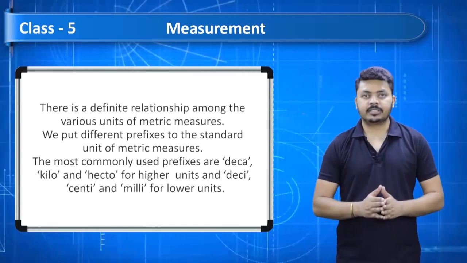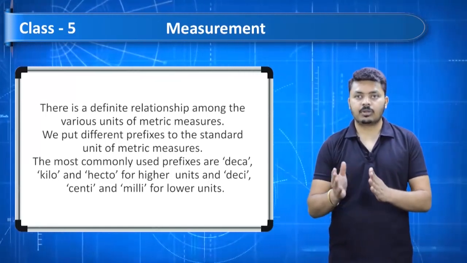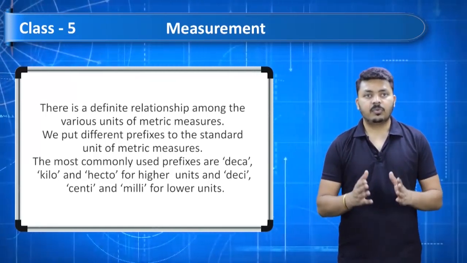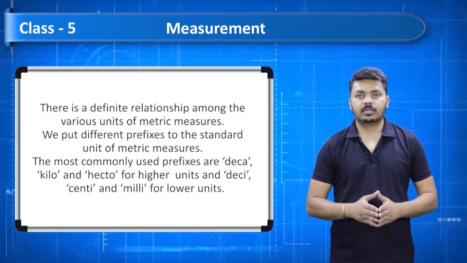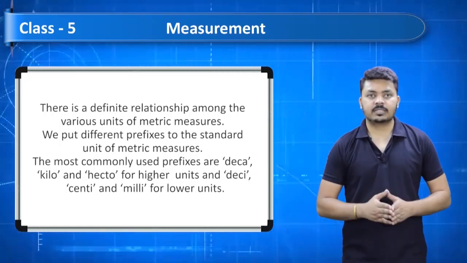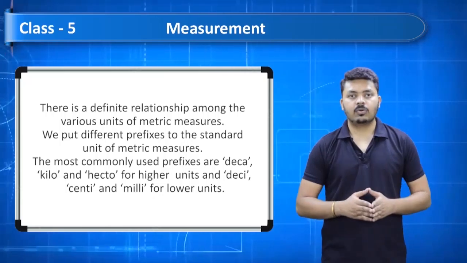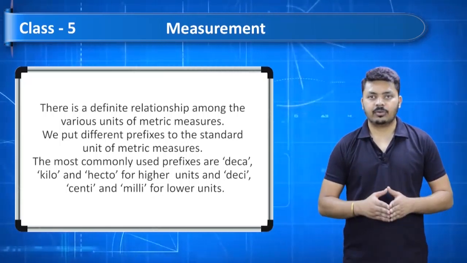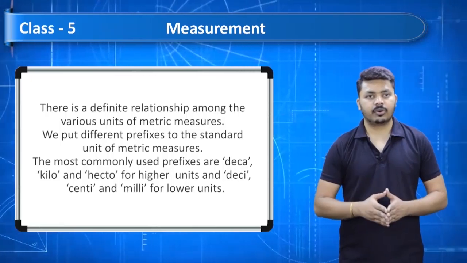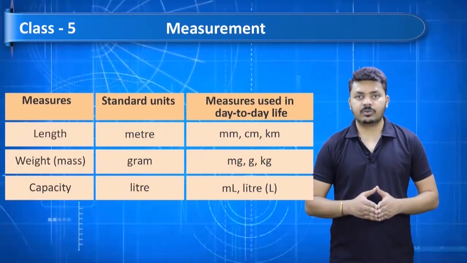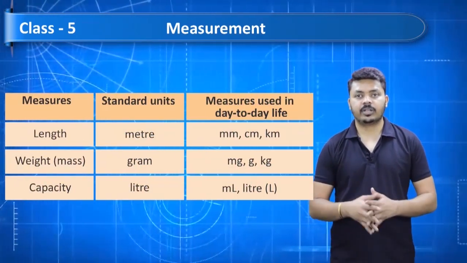There is a definite relationship among the various units of metric measures. We put different prefixes to the standard unit of metric measures. The most commonly used prefixes are deca, kilo and hecto for higher units and deci, centi and milli for lower units. Measures, standard units and measures used in day-to-day life.